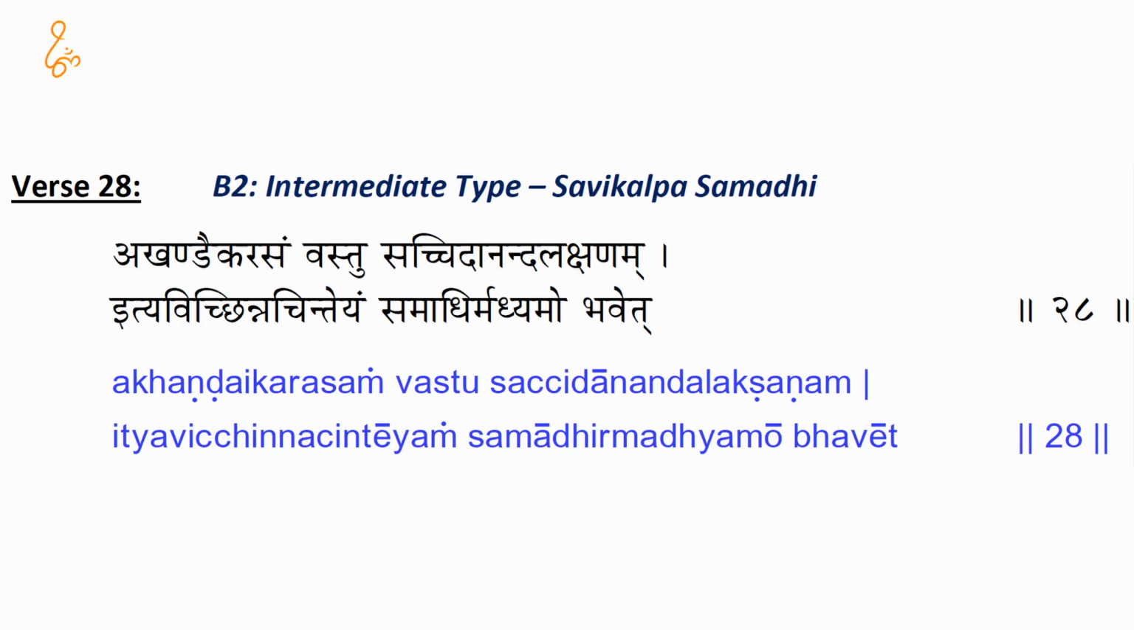Okay, good. So now akhanda eka rasam vastu satchidananda lakshanam iti avichinna chinta yam samadhi madhyamo bhavet. So now samadhi madhyamo bhavet means this. Now this second type of samadhi, which is fifth on our numbers overall, what is involved? Avichinna means unbroken. Chinta, unbroken contemplation, unbroken remembrance, unbroken thinking. Upon what? Iti. Iti means whatever is prior to that word. Prior to that, akhanda ekarasam vastu satchidananda lakshanam.